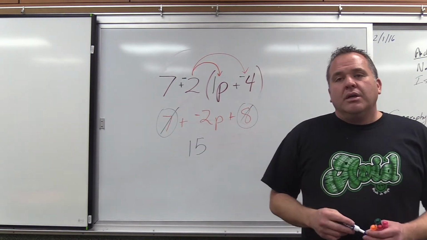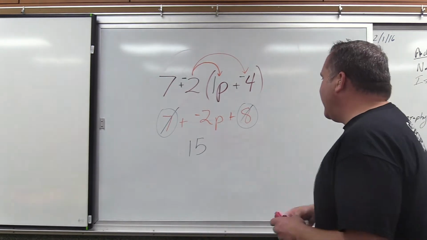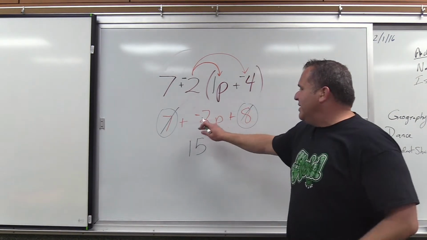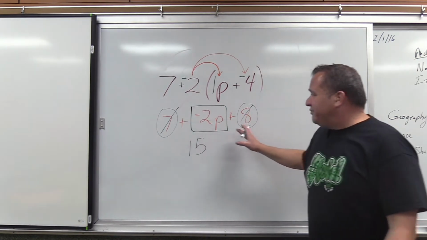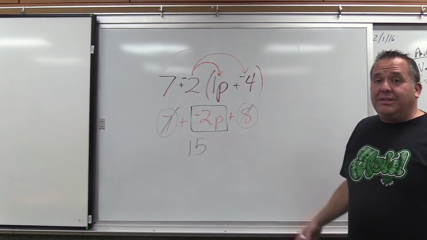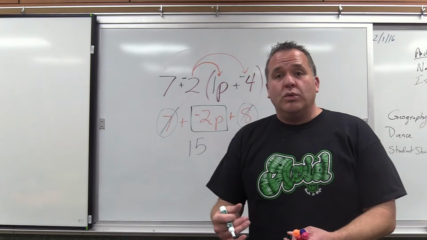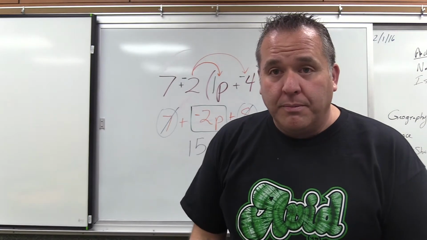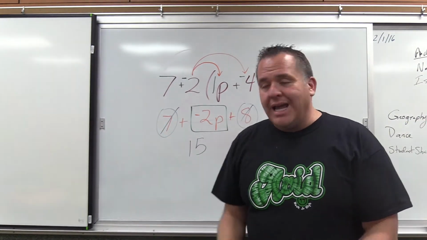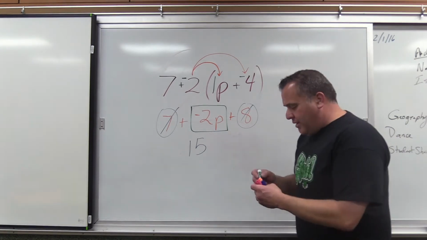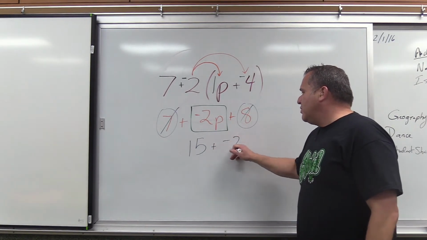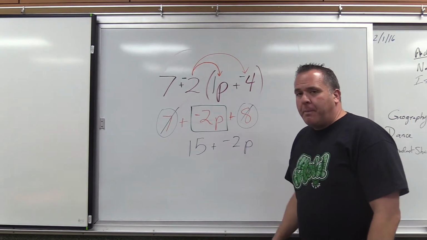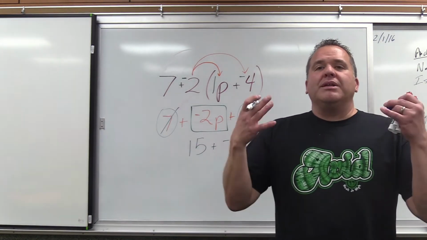What else do I have left in my problem? Well, I got this right here. I got this negative 2p kind of chilling in the middle, right? You can't add it to nothing because there's nothing else to add it to. There's no more terms in the problem. So what do we do? Bring it down. So what we get here, we're going to get 15, and then we're going to bring down the plus negative 2p.